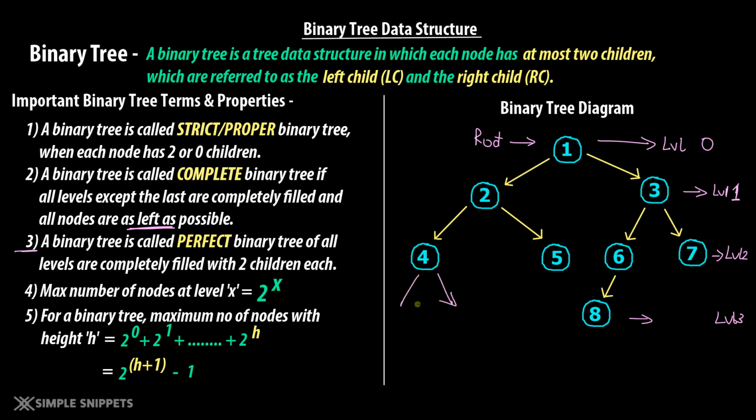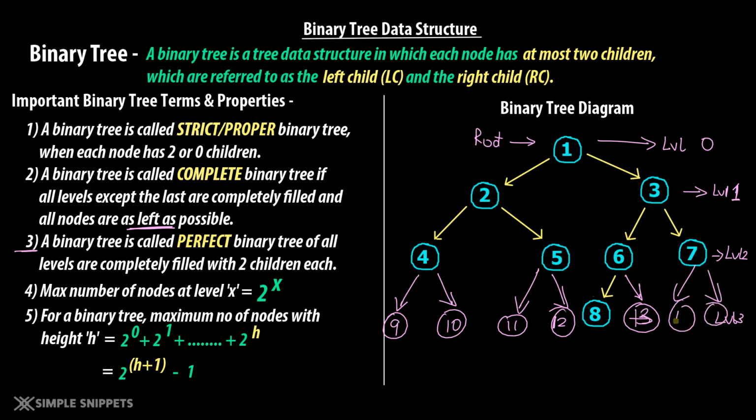It would be a perfect binary tree if node 4 has 2 nodes, let's say 9 and 10. Node 5 has 2 nodes, 11 and 12. Node 6 has 2 nodes, 8 and 13. Node 7 has 2 nodes, 14 and 15. Now this binary tree can be considered a perfect binary tree where every node has 2 children each. Of course, leaving the last level, because at the last level we have the leaf nodes. So I hope these 3 different types of binary tree, depending upon the number of nodes and the arrangement, are very clear. Let's move forward.